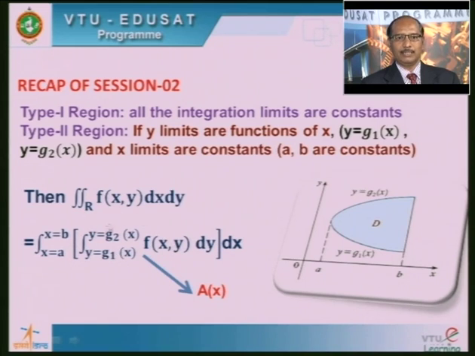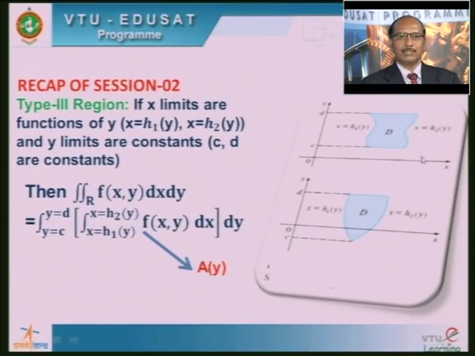So type 2 region is mainly the one where one of the limits are functions of x, which you consider as y limits. Similarly, the other one, type 3 region. Here x limits are functions of y. Of the two sets of limits, the ones which are functions of y you consider as x limits, and the other constant limits are taken as the y limits. So in such integration, first integrate with respect to x using the x limits, and it becomes a function of y. Then integrating with respect to y gives the value of the double integral.